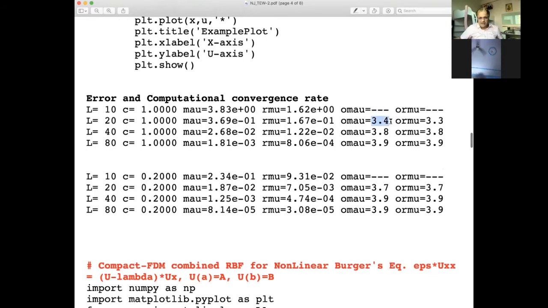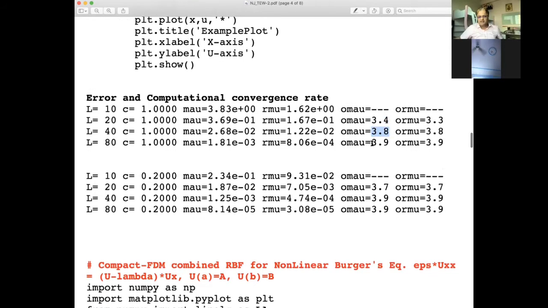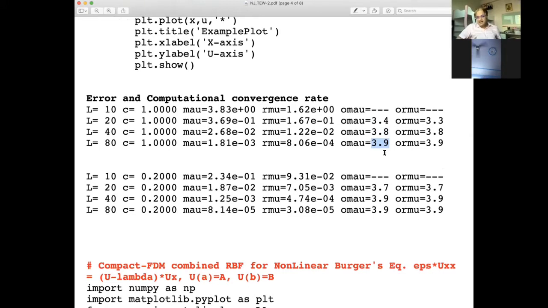So this is the order: 3.4, 3.8, 3.9. I have discussed a fourth order method, and this is close to 4. So the order is close to 4. Exactly the same interpretation can be done for the L2 error. This is what is written in terms of RMU. This is the L2 error, and here is the order of the L2 error. It is also coming out to be close to 4.